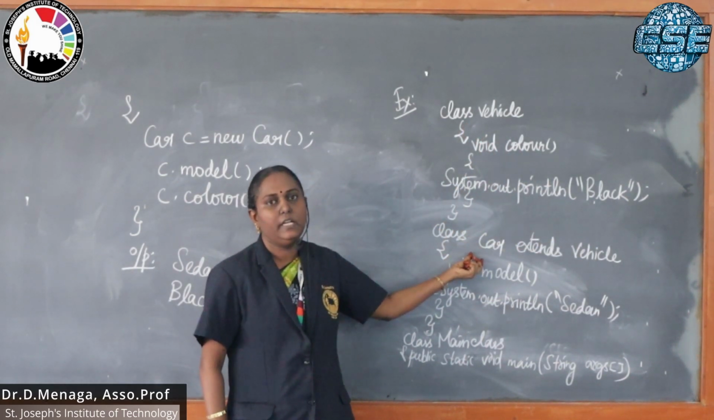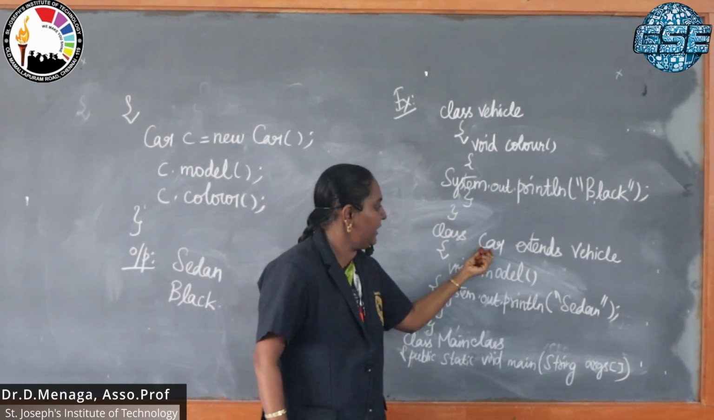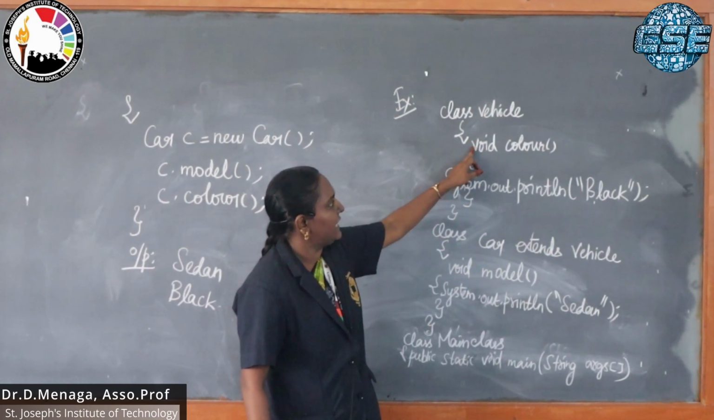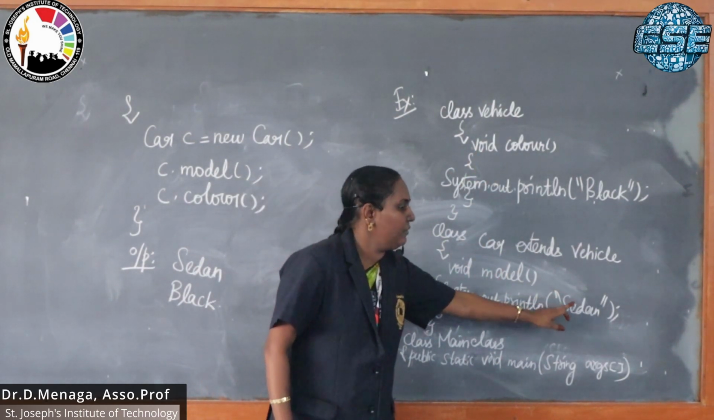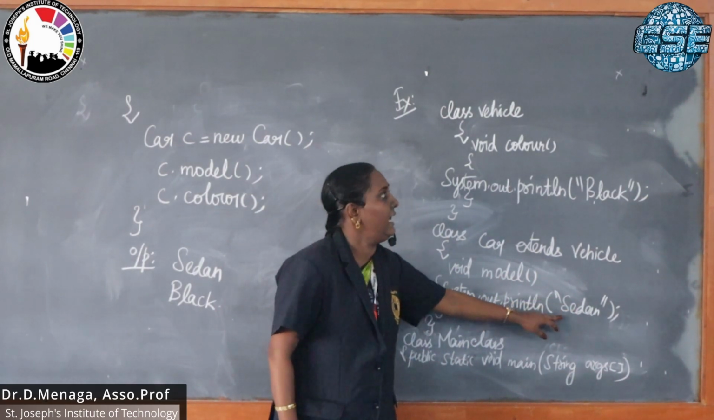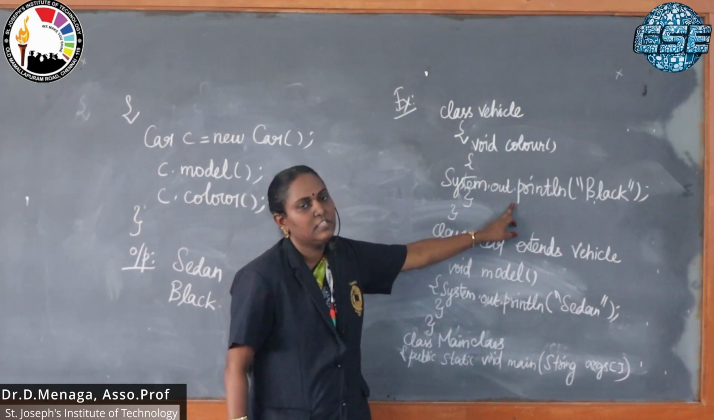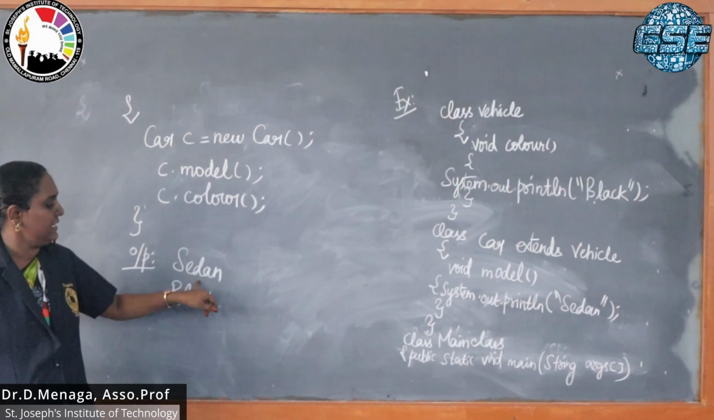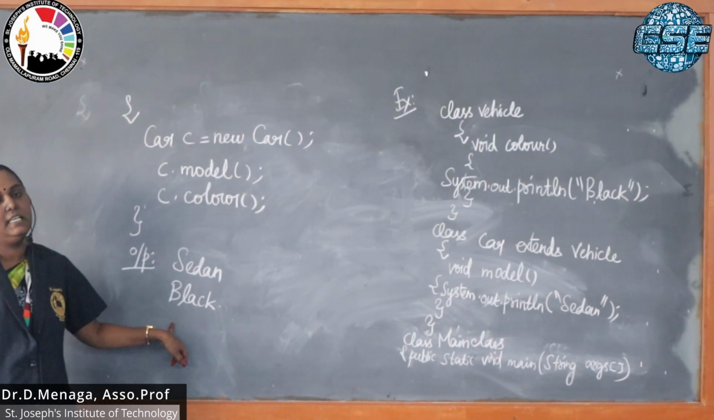So it is enough to create an object of this particular derived class alone, car. So from that particular object we can access both the methods which are present in your base class as well as derived class. So when you give c.model, it will be accessing this particular model method and displaying the output as sedan, and then when you give the color method, that will be called and this will be executed which is present in your base class. Finally I will be getting the output as sedan and black. Hope you understand what is meant by single inheritance.